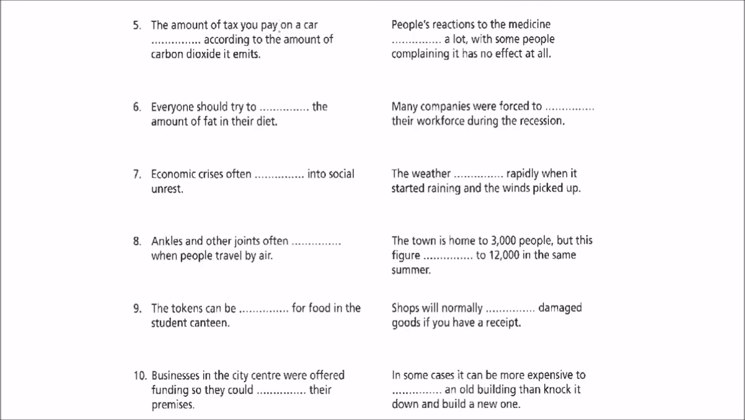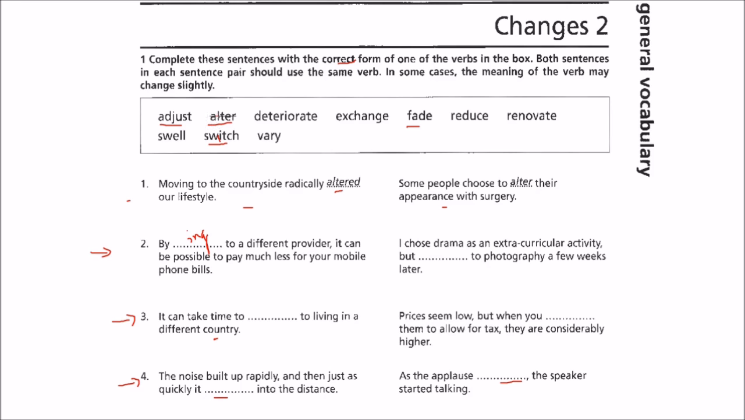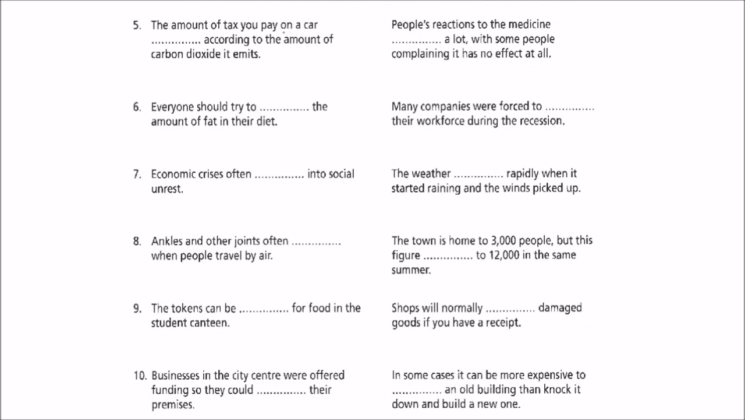Then: the amount of tax you pay on a car dash according to the amount of carbon dioxide it emits. What we're going to use is vary. So it will be: the amount of tax you pay on a car varies according to the amount of carbon dioxide it emits. We'll use the ending with varies. And what about this case? People's reactions to the medicine vary a lot, with some people complaining it has no effect. And also we'll use the same form of vary.